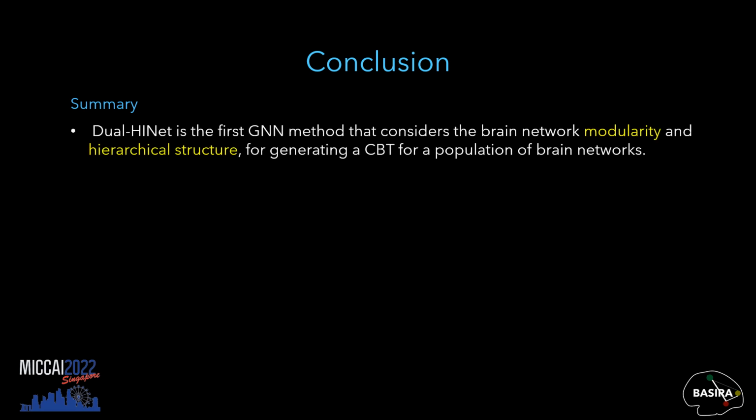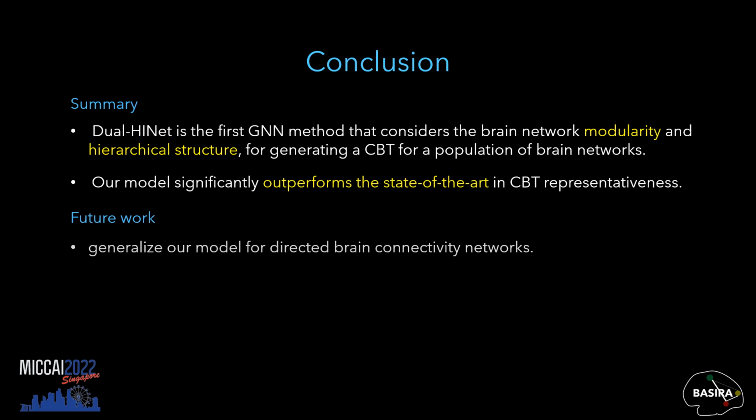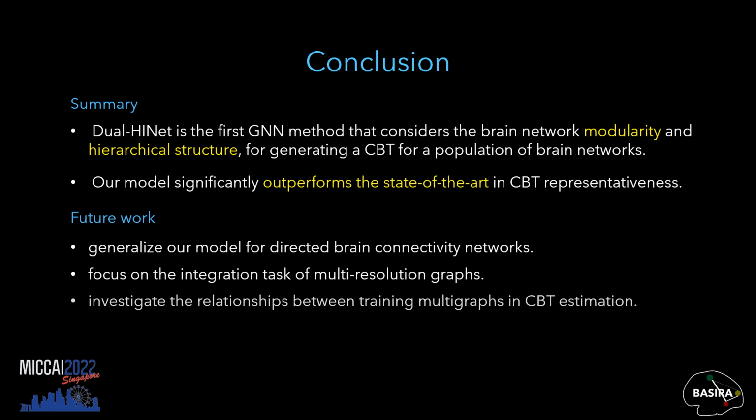So, in summary, Dual-HINet is the first GNN method that considers the brain network modularity and hierarchical structure for estimating a CBT for a population of brain multigraphs. Our model significantly outperforms state-of-the-art in the CBT representativeness task. In our future work, we would like to generalize our model for directed brain connectivity networks and focus on the integration of multi-resolution graphs. We will also investigate the relationships of training multigraph subjects and their effect on CBT estimation.